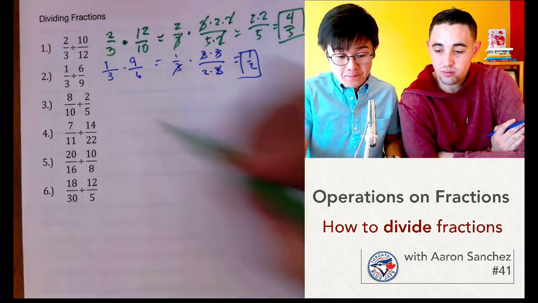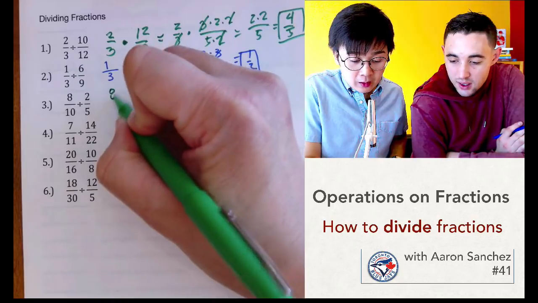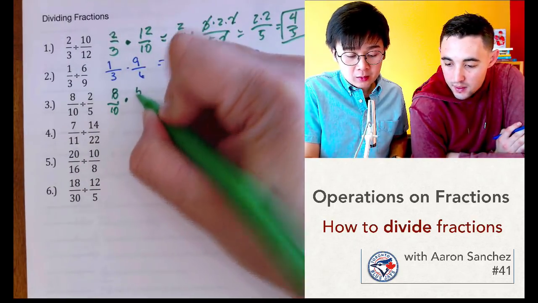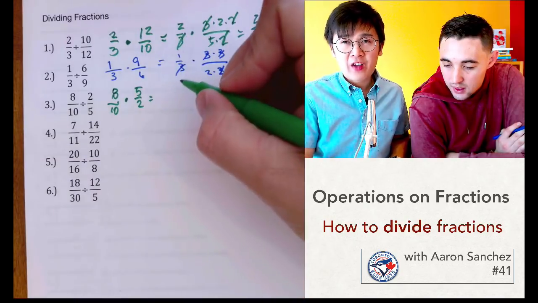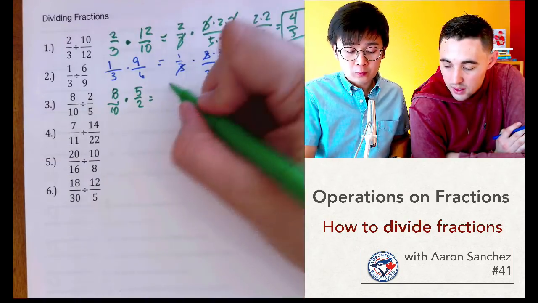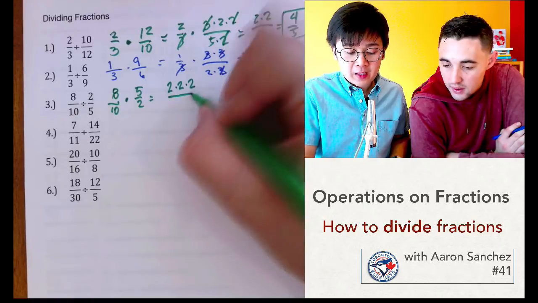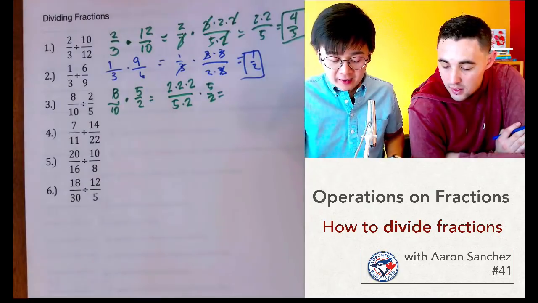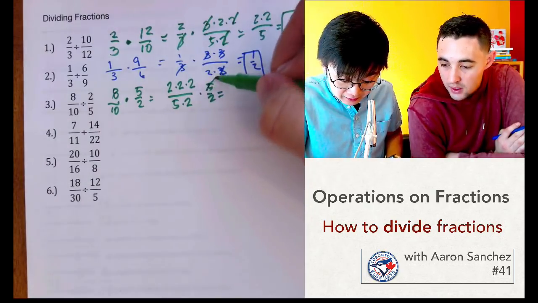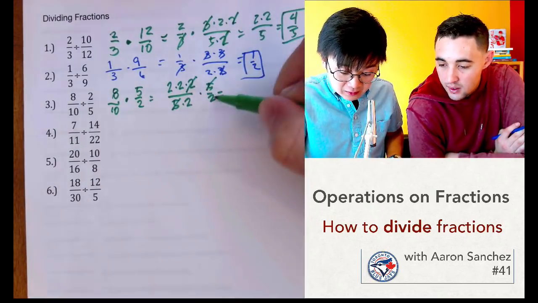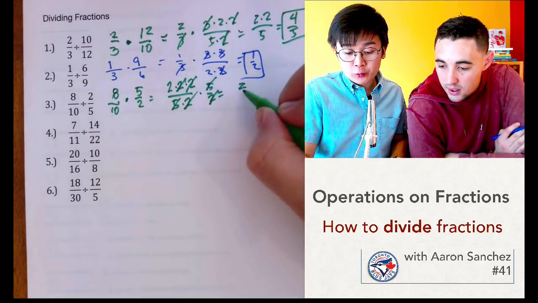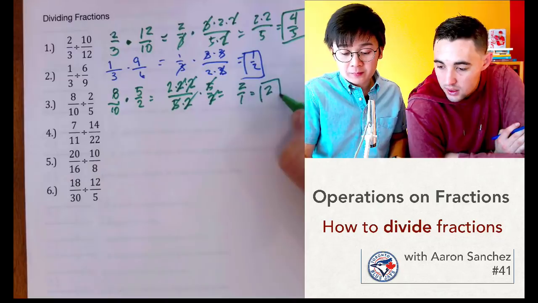And number 3, copy 8 over 10, multiplied by the reciprocal, 5 over 2. Factor 8 into 2, 2, 2, and 10 into 5 and 2, and then 5 over 2. Let's cancel this, cancel this, cancel this, and you're left with 2 over 1, or simply 2.